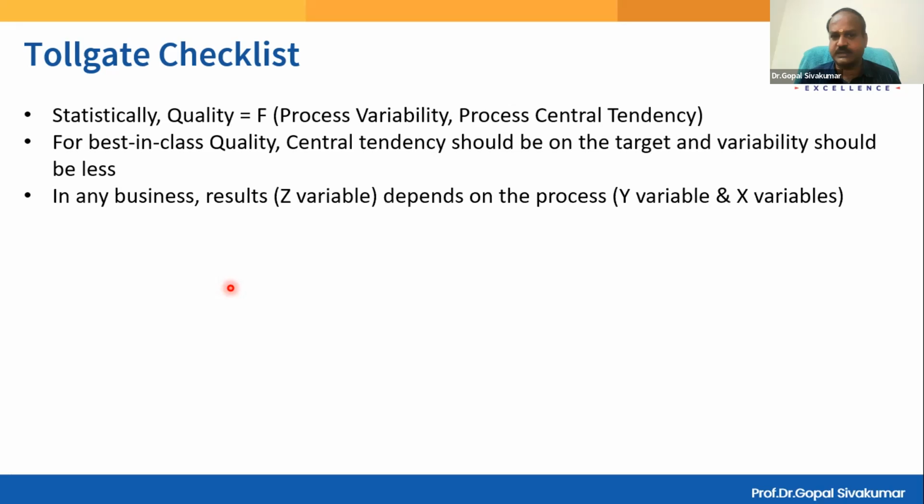In any business results, when I say business result or performance, I am talking about the Z variable. Obviously, any management, the owner or the top man or the management board, will be interested in the performance of the business. They are called Z variables. You should not confuse Z with Y and Y with X. If you are still confusing Y with Z and Z with Y and Y with X, you have a long way to go to call yourself a green or black belt. Business performance means Z variable.